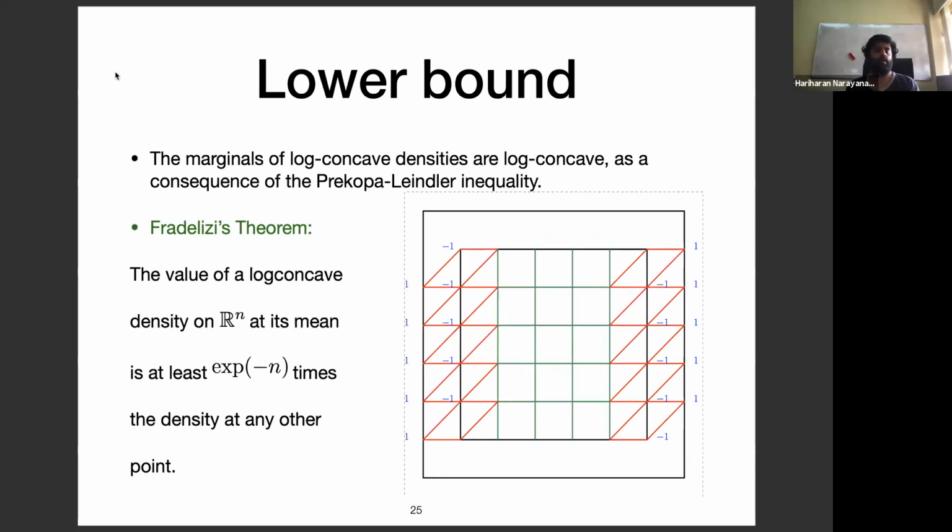Now let's look at the lower bound. For the lower bound, we use a result of Fradelizi. Fradelizi's theorem says that the value of a log-concave density on Rn at its mean is at least e to the minus n times the density at any other point. So it says that basically the value at the mean is not so much less than the value at the mode.